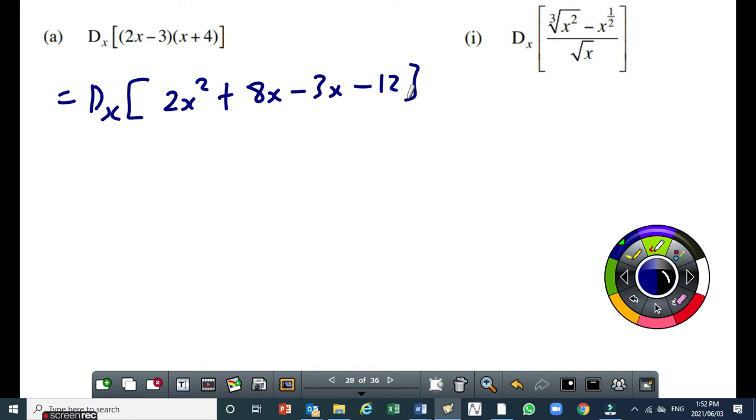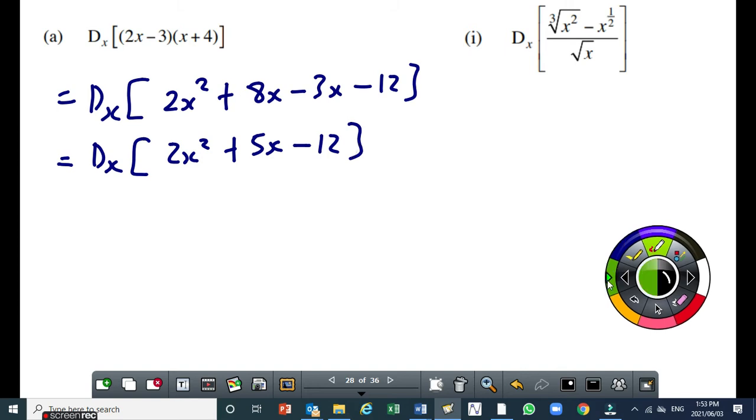And this will give me d of x. I'm not finding the derivative as yet, I'm just simplifying. We get 2x squared plus 5x minus 12. Since I'm not finding the derivative as yet, I had to continue writing d of x. You only stop writing d of x when you decide that now I want to find the derivative. And this d of x is not written on the left-hand side of the equal sign, it's written on the right-hand side.